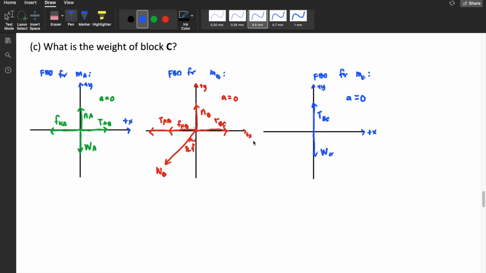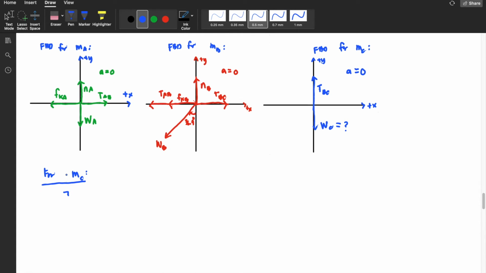Next, for letter C, it's asking for the weight of block C. Okay, so here we are going to use the free body diagram for mass C. Still we're going to use Newton's first law. So the summation of forces along Y is equal to 0. There are no forces along X, and acceleration is 0. Take note, tension BC is upward, so positive, and WC is downward, so negative. And then equate that to 0. So take note, tension TBC is simply equal to your weight C.